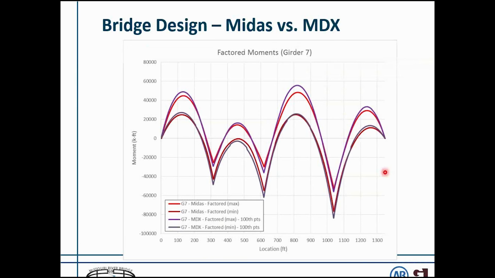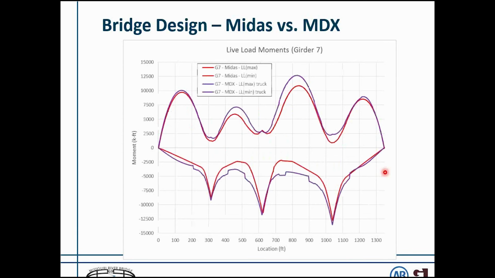So in looking at our results for a comparison between Midas and MDX, for our total factored moments for an exterior girder, versus our interior girders, we had similar results, so I'll only focus on our exterior girder. Our factored moments were pretty comparable, but we wanted to look further into what the differences were. So we looked at our dead load moments, and those were very comparable. There was almost no difference. And the difference that we saw was live load moments.